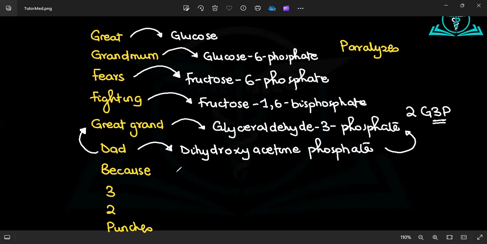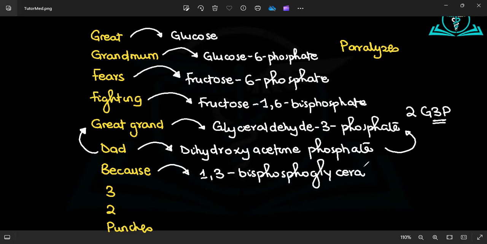Then it will be converted to what? 1,3-bisphosphoglycerate. Good. Bis is the same as di, okay? And I made us go through this because of the 2,3-bisphosphoglycerate that is needed in the oxygen-hemoglobin dissociation curve. Do you remember? That's why I made us go through all these.